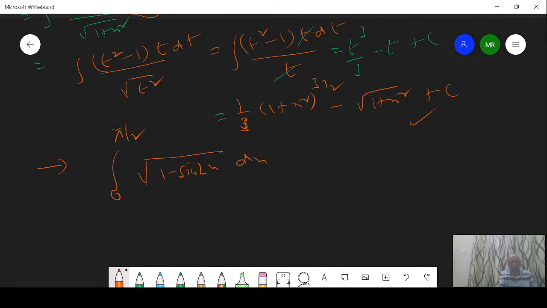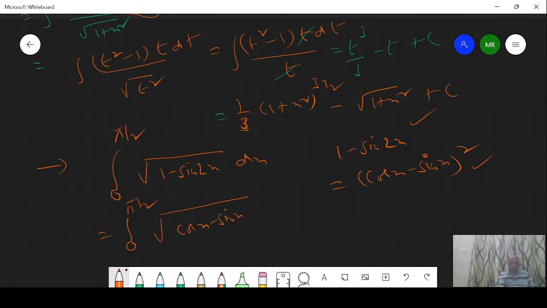In the previous class also I have discussed this model. You remember 1 minus sine 2x can always be expressed as cos x minus sine x whole square. Why? Write 1 as cos square x plus sine square x, and sine 2x as 2 sine x cos x, minus, giving sine x minus cos x whole square, or preferably you write cos x minus sine x whole square. But when you have taken this integral 0 to pi by 2, it comes root of cos x minus sin x whole square.